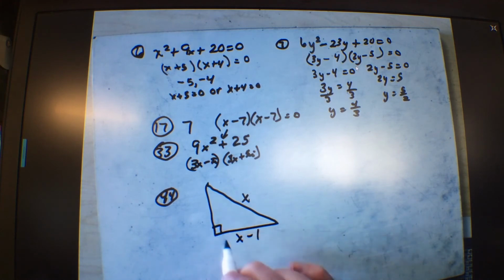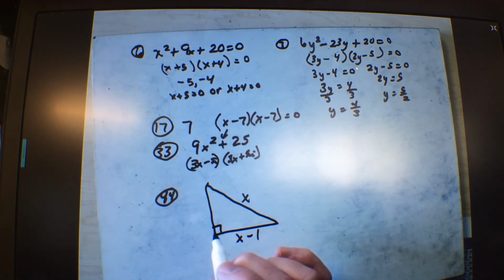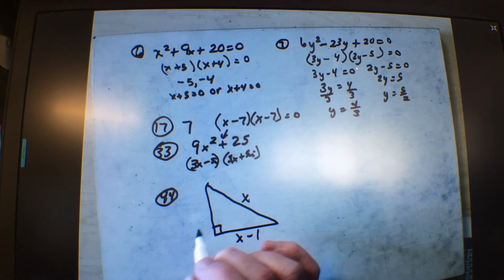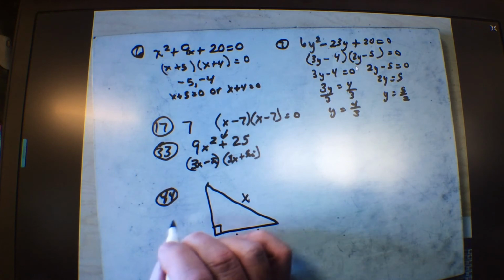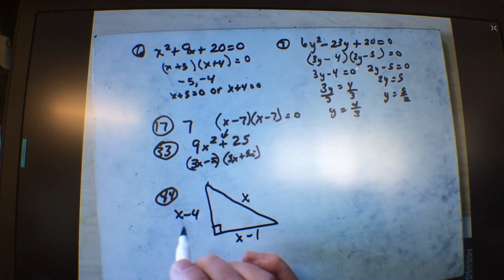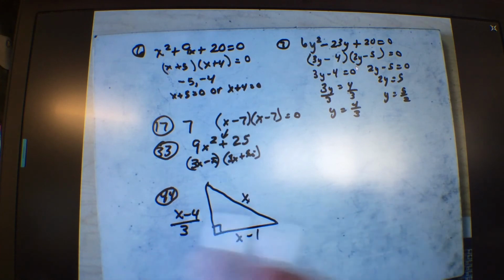And then it says, and 4 centimeters longer than 3 times the other side. It's 4 centimeters longer, so we subtract 4, and then we divide by 3. Why? It's 3 times, because this is 3 times bigger than this, so to get it, we have to divide by 3. You understand that?